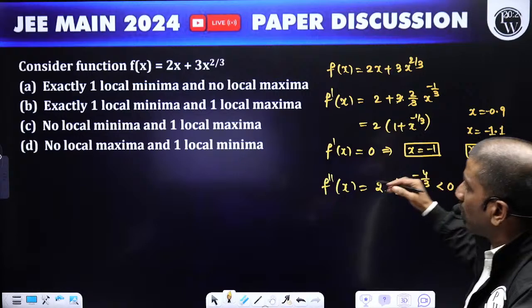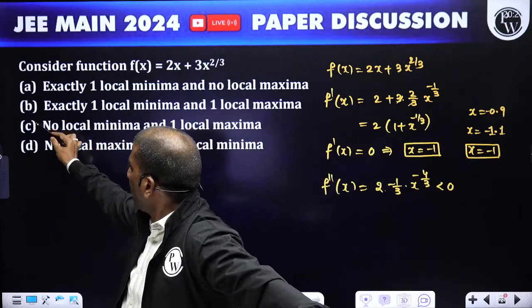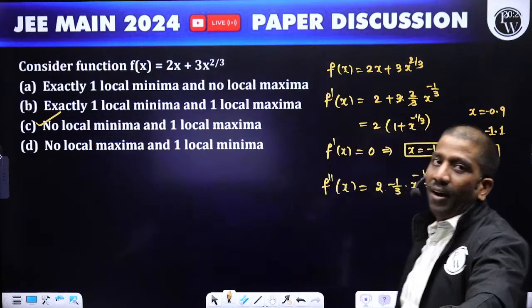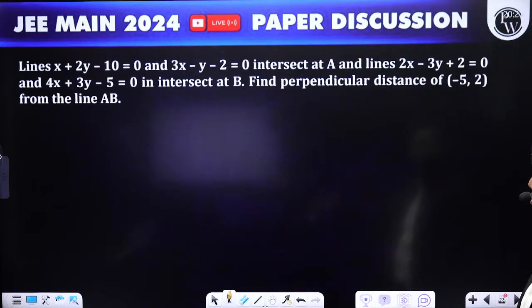So that is actually a maximum value. Only one local maxima, no local minima. Right? So only local maxima. So that is the question from maxima and minima.